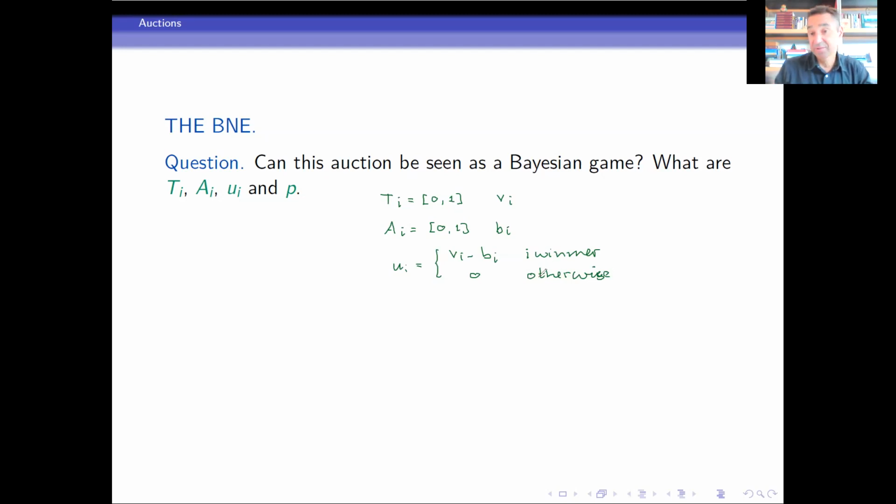VI minus BI, the net profit, you could say, your gain: your valuation minus the payment. And otherwise it's a 0. And the prior is given by the uniform distributions over all these intervals. So for each TI, you have a draw from the uniform distribution, and then the distribution over profiles is simply the product of all these probabilities.